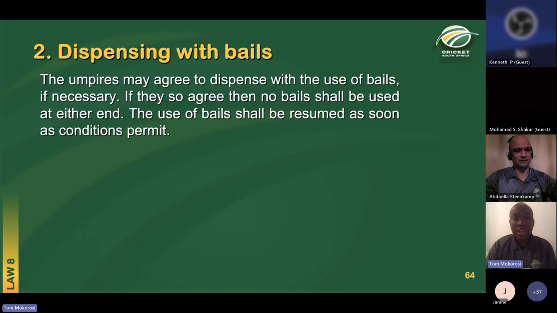Okay, Abdullah, let me give you two times to work with. Let us say the declaration happens at 11:45. That's the one scenario. The second scenario is if the declaration happens at 11:55. Please tell us what we do when.